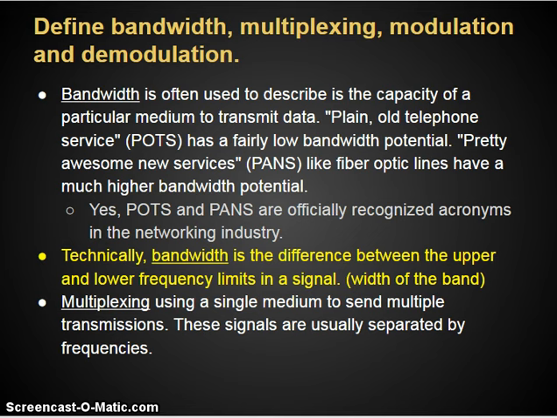Now, the technical definition of bandwidth, which is what you want to remember, is the difference between the upper and lower frequency limits in a signal. That is the width of the band. Okay, so it is the difference between the upper and lower frequency limits of a signal. Multiplexing is using a single medium, be it a copper wire, a radio frequency, a fiber optic line, to send multiple transmissions. Usually, those signals are separated by different frequencies. That's how you get multiple cable channels on one cable line. You can get thousands and thousands of channels of the Home Shopping Network and ESPN 1 through 16 all on one cable line by separating those channels by frequencies.